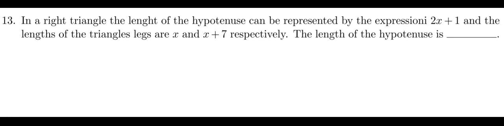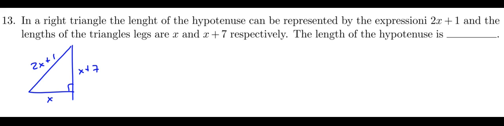So this question says, in a right triangle, the length of the hypotenuse can be represented by the expression 2x plus 1, and the lengths of the triangle's legs are x and x plus 7 respectively. There's some spelling mistakes here. Let's just draw this out really quickly. So what I've got here is this is 2x plus 1, this is x plus 7.